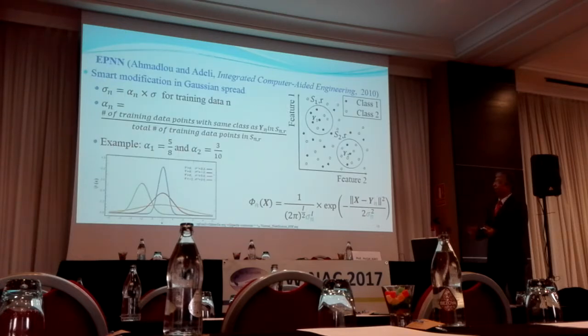And we developed the enhanced probabilistic neural network. In order to improve the classification accuracy, instead of having a fixed Gaussian spread, we modify the Gaussian spread based on the local properties of the samples. So instead of defining a fixed sigma for training in the equation here, we define sigma n as that sigma times an alpha n. Alpha n defines the number of training data points with the same class as yn in the local hypersphere. We define a hypersphere, and that can increase the accuracy of the classification substantially.